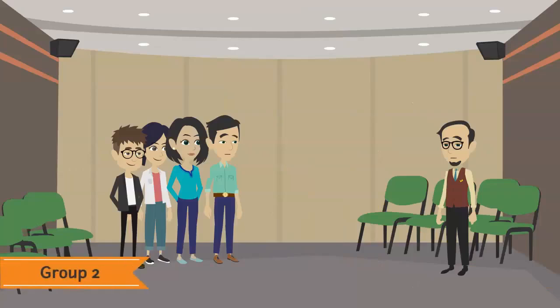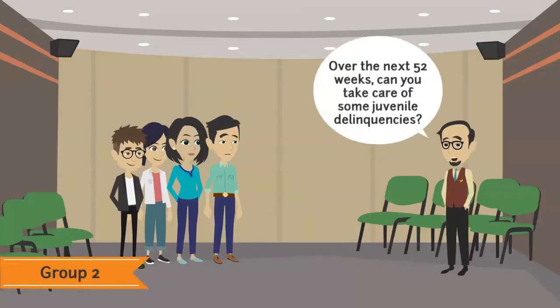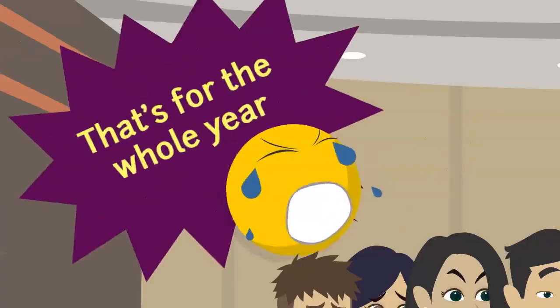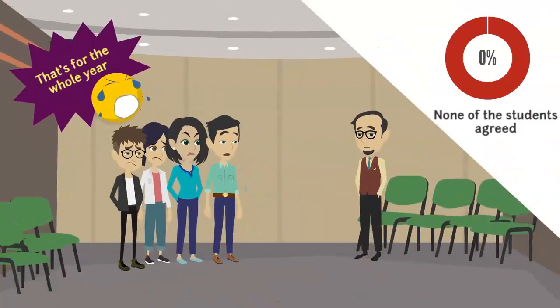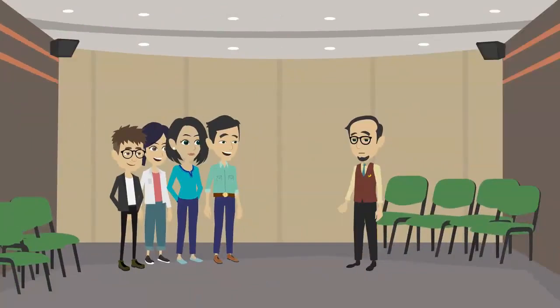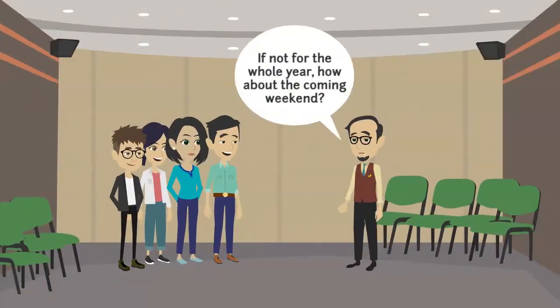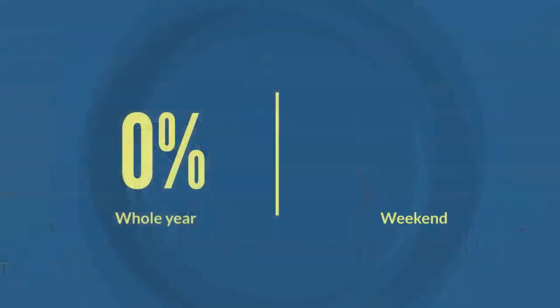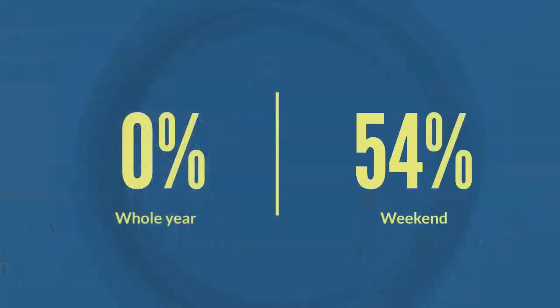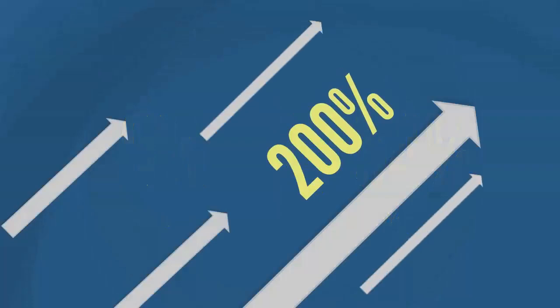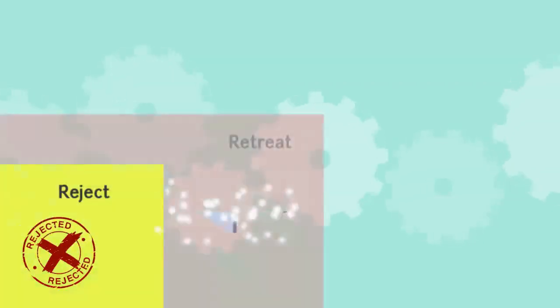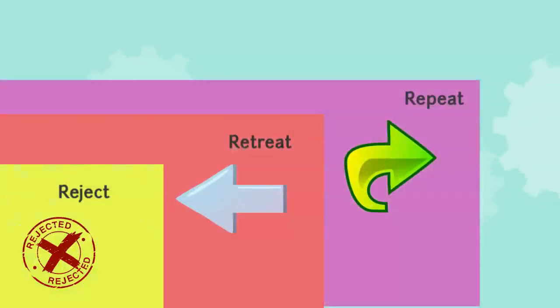Now with group 2, he said, "Over the next 52 weeks, can you take care of some juvenile delinquents?" That's for the whole year. 0% agreed to this large request. The professor immediately went back to the second group: if not for the whole year, how about the coming weekend? A much smaller request. And guess what? 54% of the students agreed. There is a jump of 200%. So, this is the reject, retreat, and repeat principle.